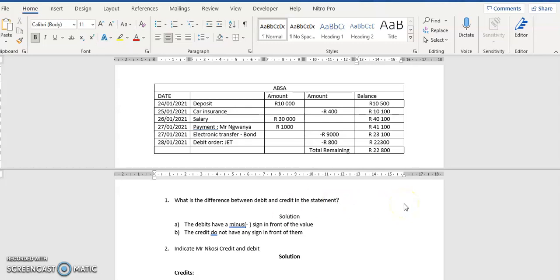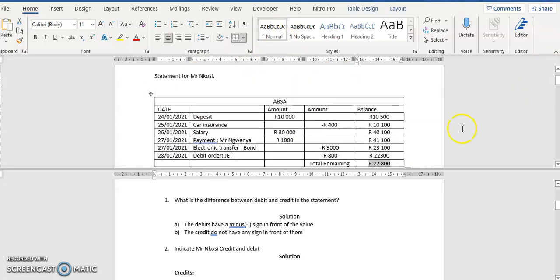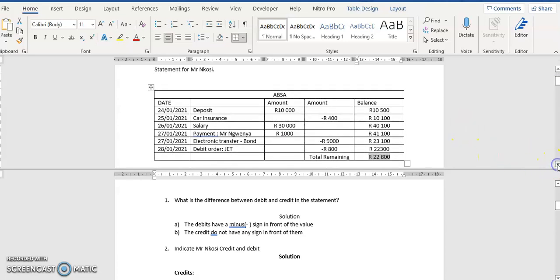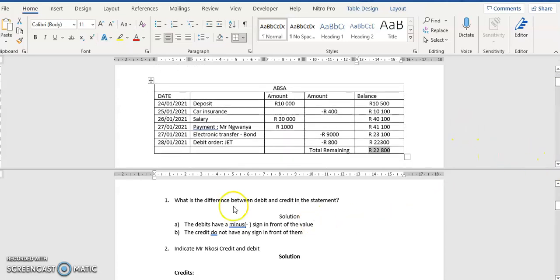This one is a guide to your assignments, okay? If you have a question like this, you have this bank statement and you are asked a question on it. For instance, you have this question: what's the difference between debit and credit in the statement?